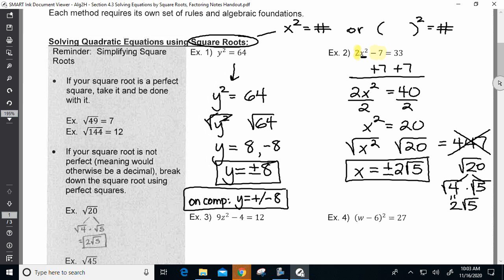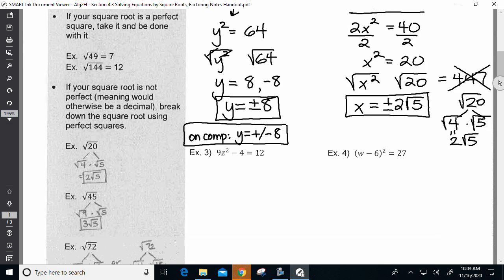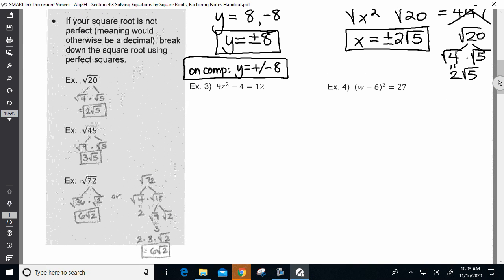Alright, I'm assuming you're hearing me, so let's go to example 3. Same rules apply.